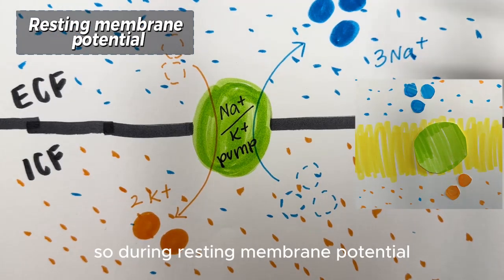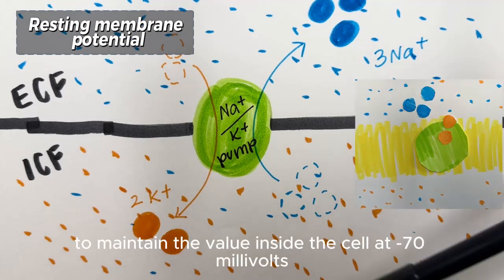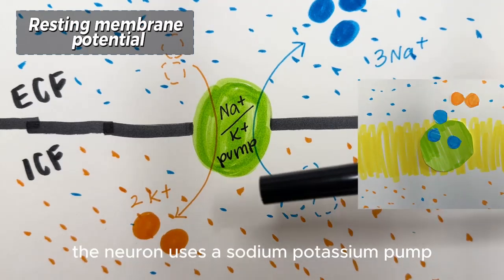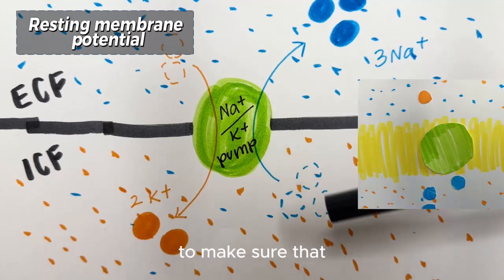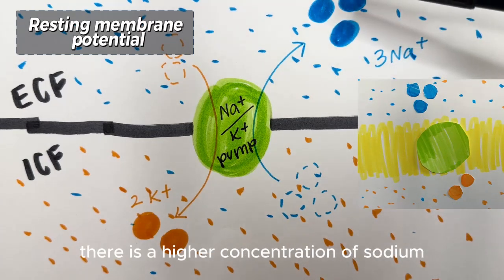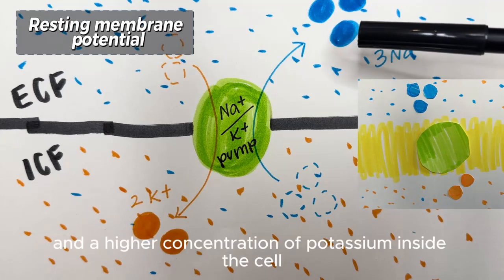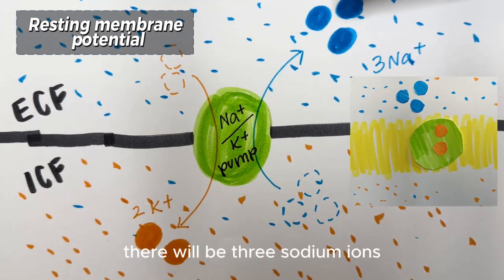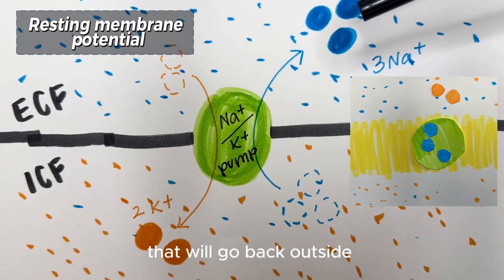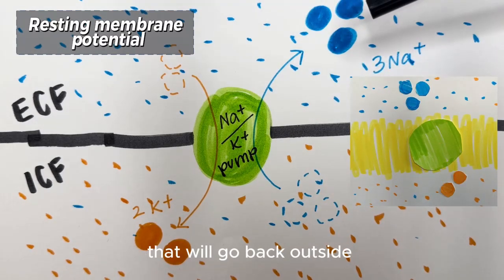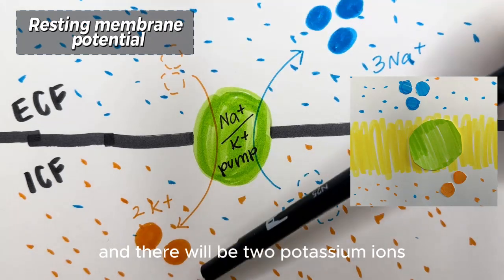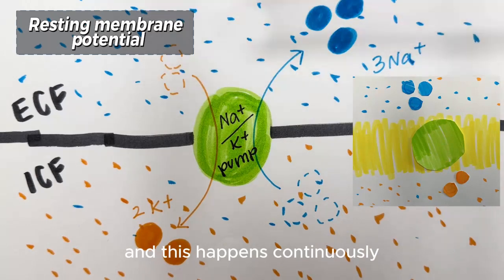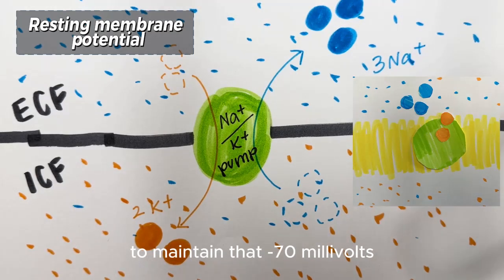So during resting membrane potential, to maintain the value inside the cell at negative 70 millivolts, the neuron uses a sodium-potassium pump to make sure that there is a higher concentration of sodium outside the cell and a higher concentration of potassium inside the cell. So typically there will be 3 sodium ions that will go back outside, and there will be 2 potassium ions that will go inside the cell. And this happens continuously to maintain that negative 70 millivolts.